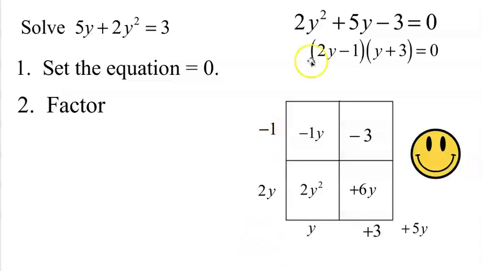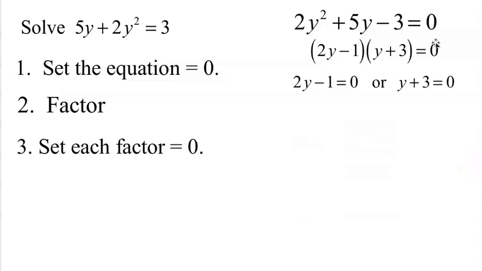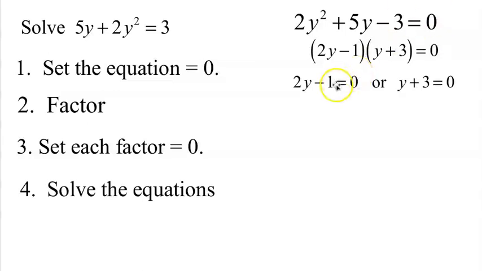The next thing we've got to do is to set each factor equal to 0, because if two things multiply, either the first thing is 0, or the second thing is 0, or they're both 0. So setting each factor equal to 0, we get 2y minus 1 is 0, or y plus 3 is 0. Then our next move is to solve the pair of equations. So adding 1 to both sides, we get 2y equals 1. Adding negative 3 to both sides, we get y is negative 3. But if 2y is 1, dividing both sides by 2, y is a half.